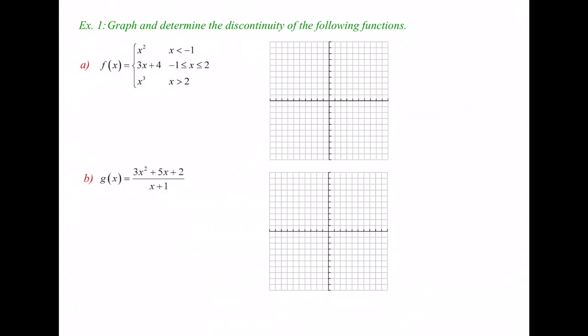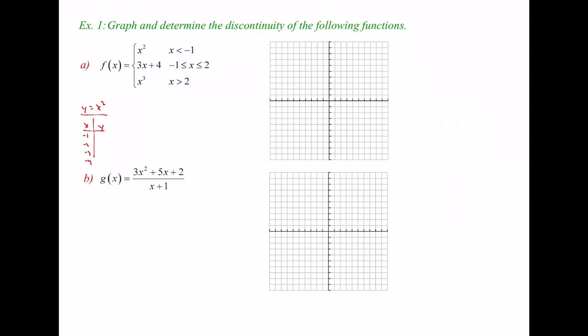So we're now going to graph and determine the discontinuity of the following functions. So the first one you see is a piecewise function. Not all piecewise functions are discontinuous. We have to graph and see what's going to occur. So on the first part, we're only going to graph values that are less than -1. So at x squared, remember we kind of just create a nice little t-chart here, but we only want values that are less than -1.